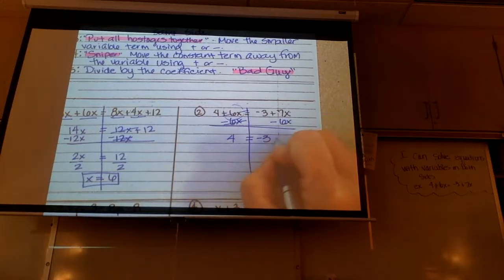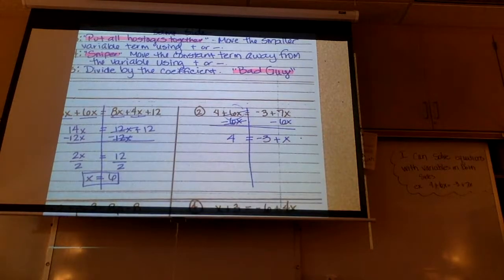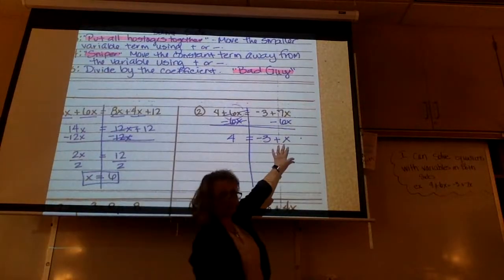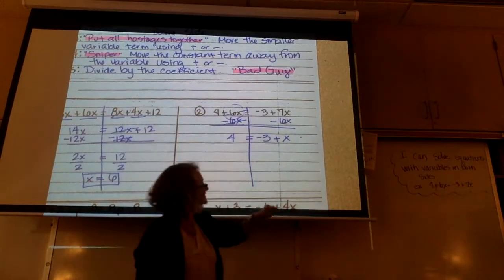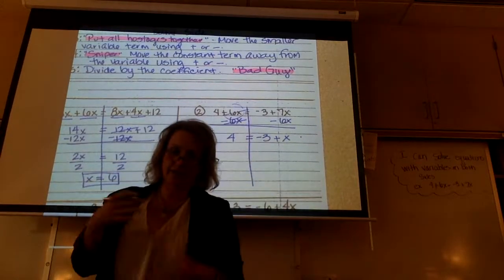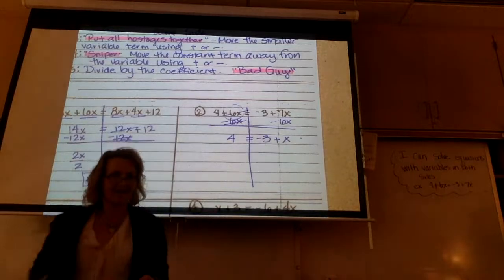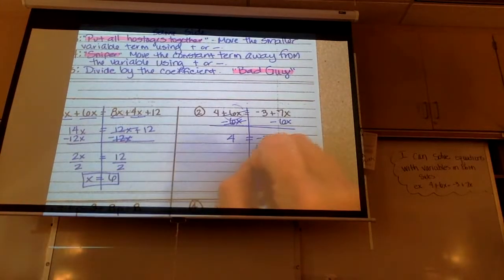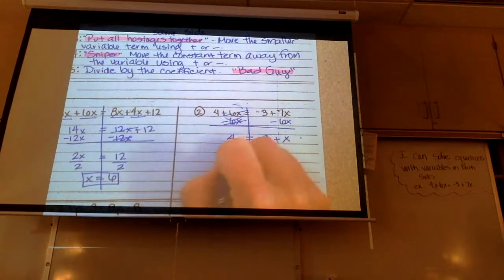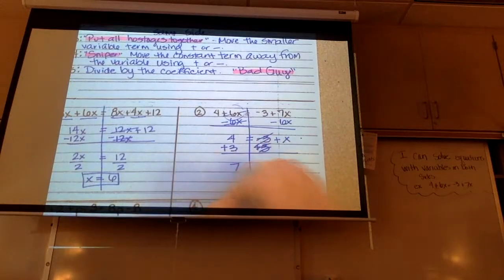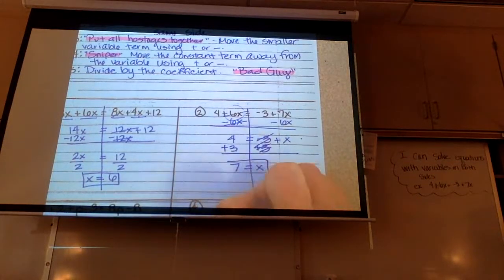7x minus 1x is plus x. Okay? Now all my hostages are over here. I only have one hostage in this case, but I have a sniper. The sniper is minus 3. How do I get rid of a minus 3 sniper? Add 3. So I'm going to add 3 to both sides. Sniper down. Right? 4 plus 3 is 7 equals x.